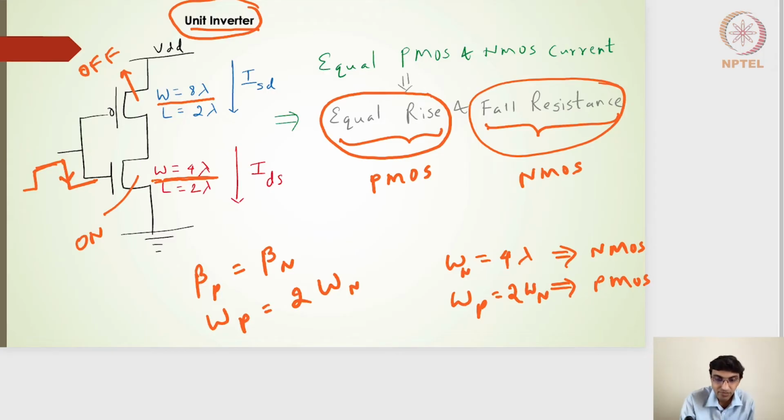Right, so that is something you should make a note of. Unit inverter is not made up of unit PMOS and unit NMOS. It is actually, on the PMOS side, twice the width of the unit PMOS, and on the NMOS side, it is the unit NMOS. All right, hope you have understood this.